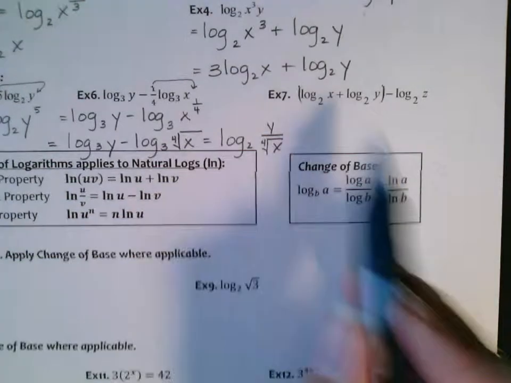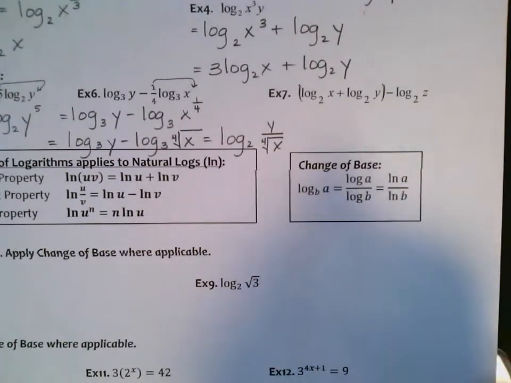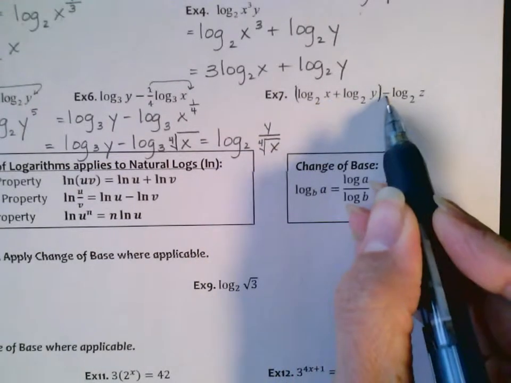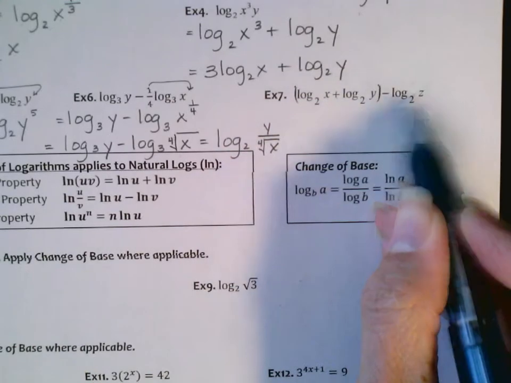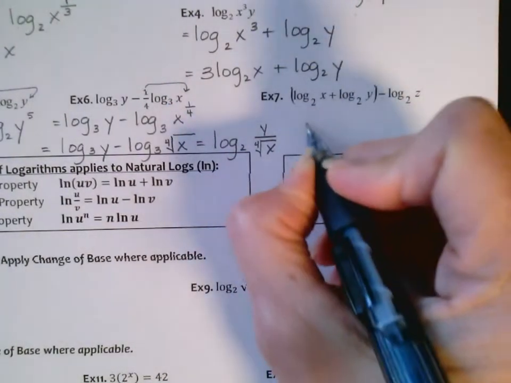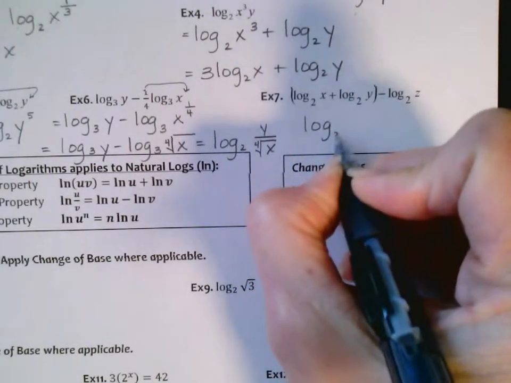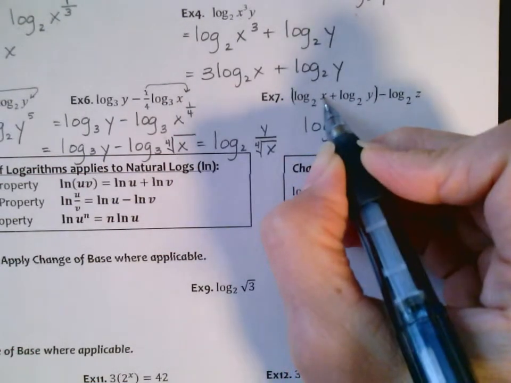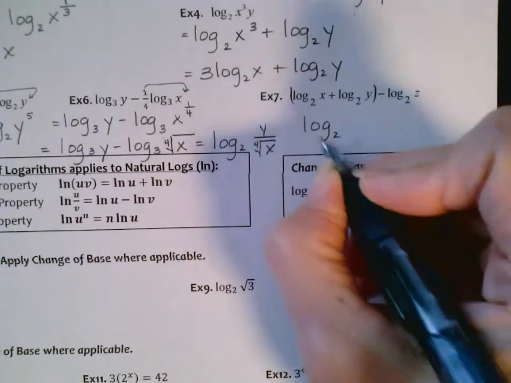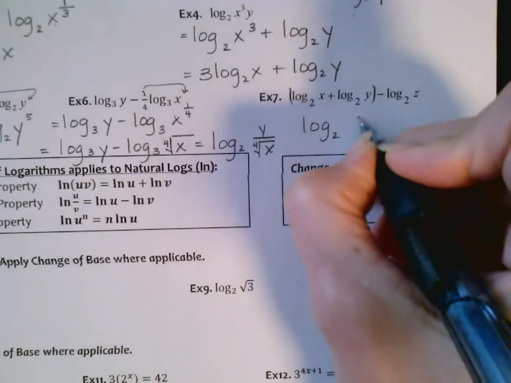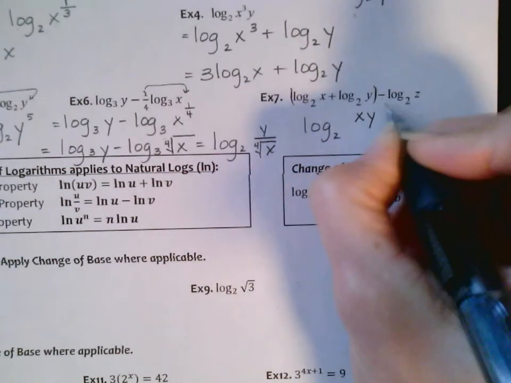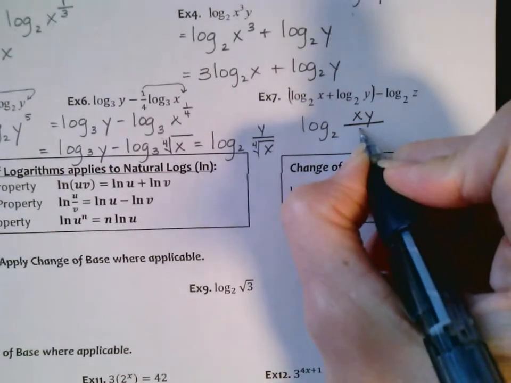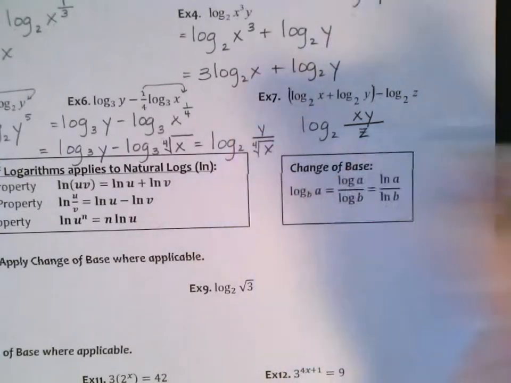Okay, so here we have more than one log. That addition means multiplication, and that subtraction means division. Always do it from left to right. I know I want only one log. So the log base 2 of x plus the log base 2 of y just becomes log base 2 of xy. But I know that I was going to subtract, which means division, and I'm going to put the z, and I'm done.